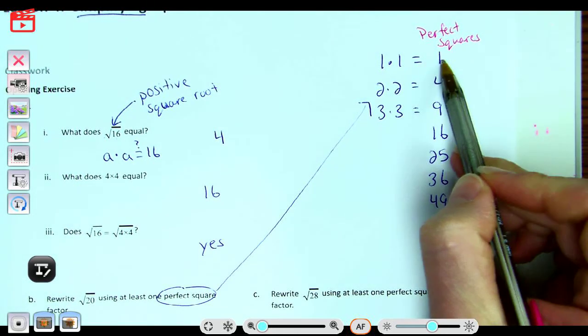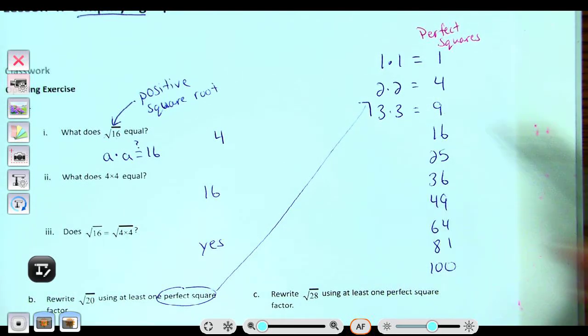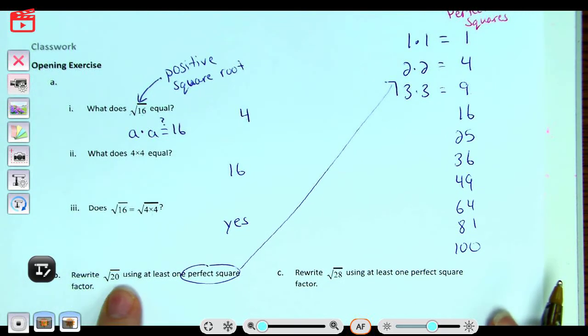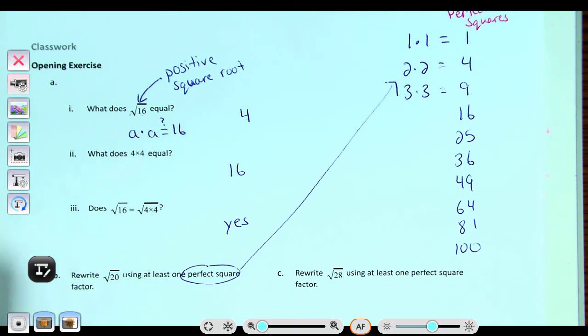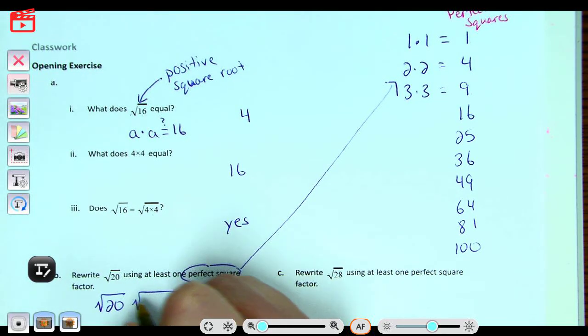Because if I take the square root of 1, I get 1. If I take the square root of 4, I get 2. The square root of 9, I get 3. The square root of 16, I get 4. So if it wants us to rewrite the square root of 20 using one perfect square, what I can do is break down 20 into 2 factors.